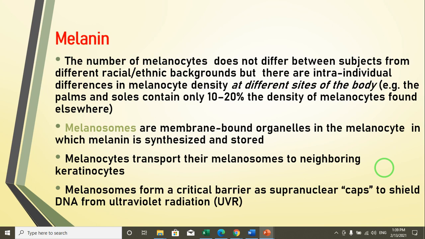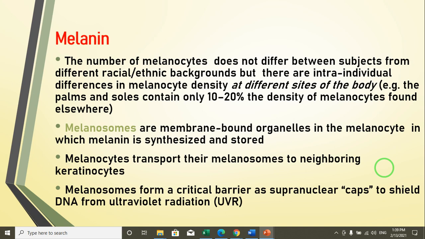Usually, the number of melanocytes doesn't change very much between one individual and another, but the distribution may differ in the same person, so that different sites of the body have different distribution. For example, the palm contains a small amount of melanocytes. The sole also contains a small amount of melanocytes.